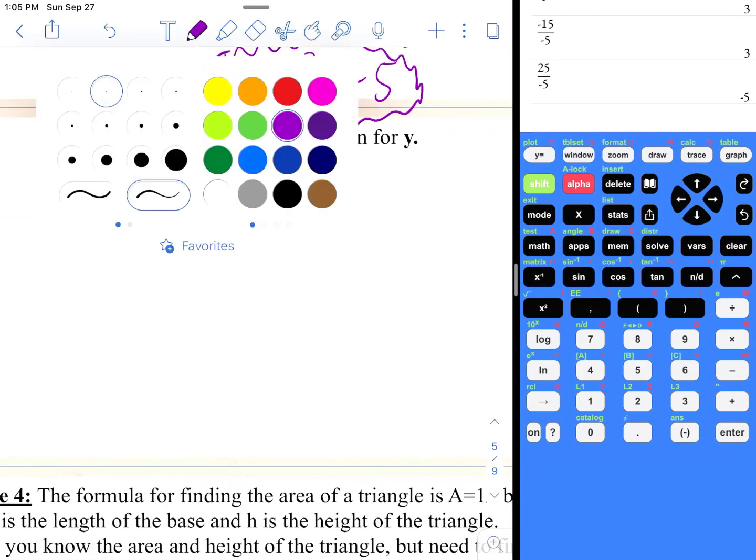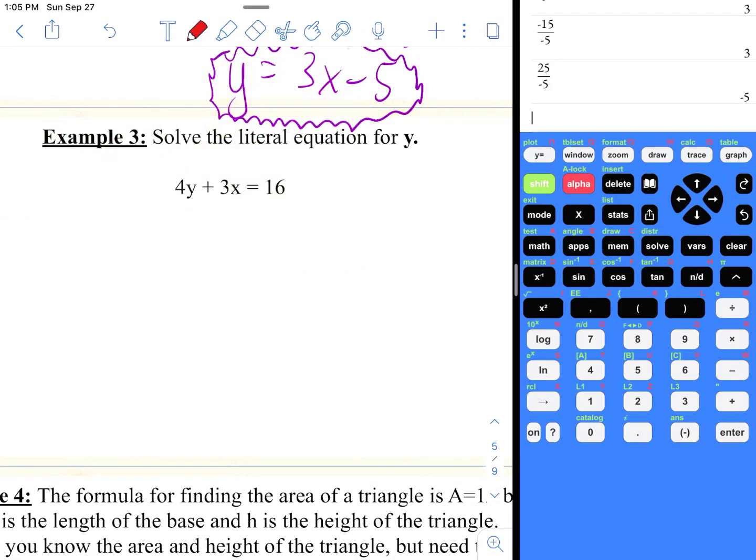Example 3. We're going to solve the literal equation for y to get y by itself. I need to move 3x to the other side. In order to do that, I'm going to subtract 3x on both sides.